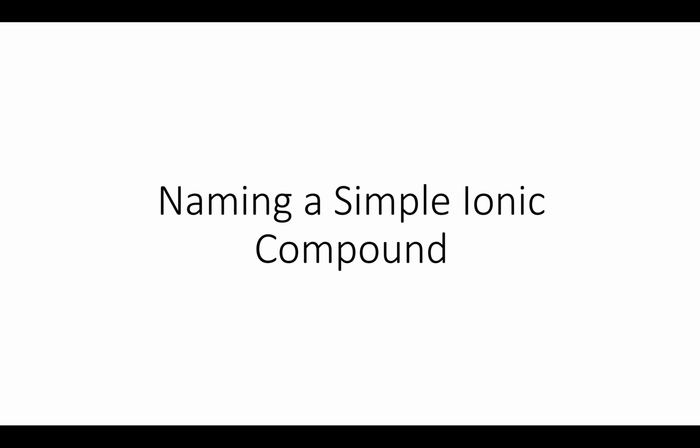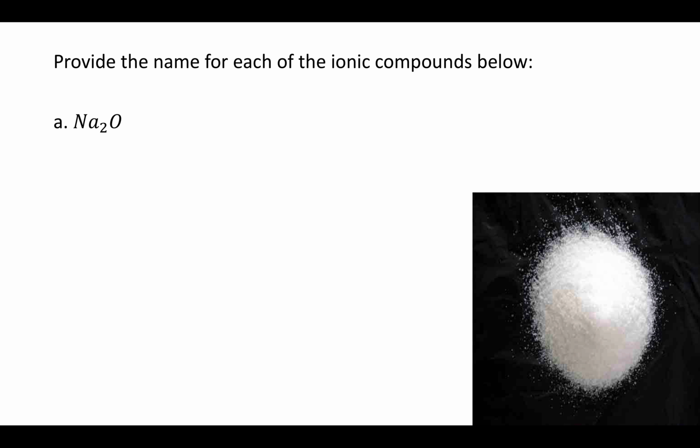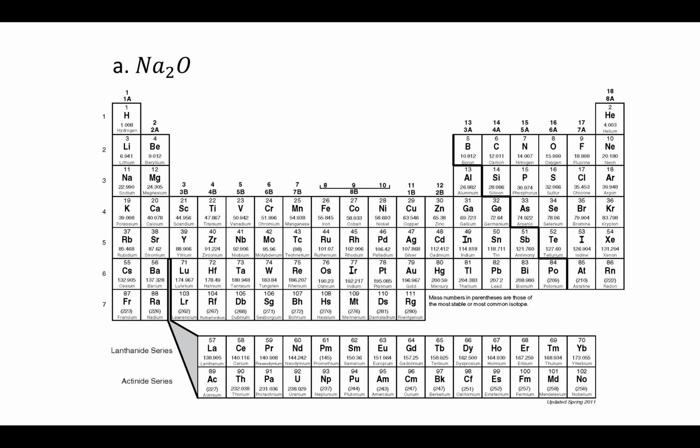Naming a simple ionic compound. The question says, provide the name for each of the ionic compounds below. So here we're going to try to name Na2O, which is that white powder in the bottom right.